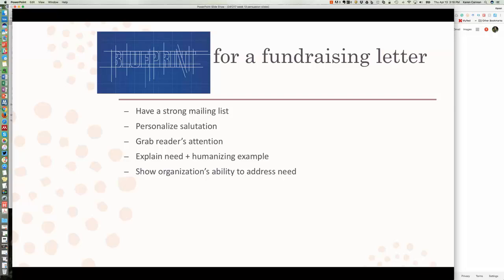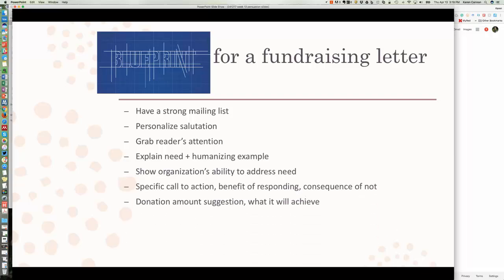How does your organization have the ability to address this need, to address the problem? It's not necessarily to fix the problem, right? The problem might continue. But how does your organization address this need and be able to meet the need to some degree or another? Okay. Then you also need to make sure that you have a specific call to action, that you ask for what you want your reader to do. You also then talk about the benefit to you doing this is X, Y, Z. And then you can also think about including the consequence of not responding or not donating.